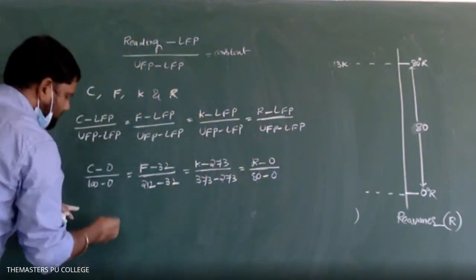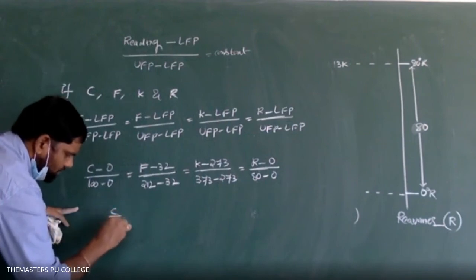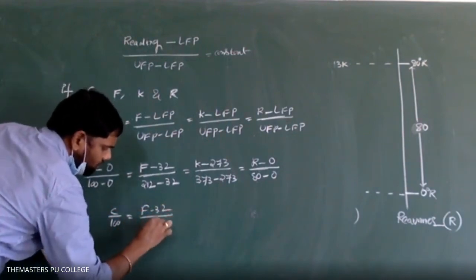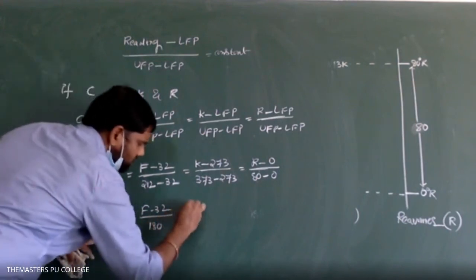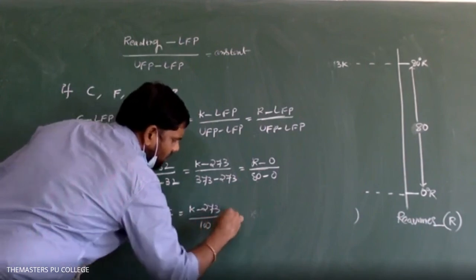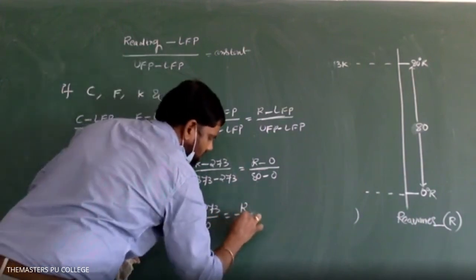So the same expression can be written as C by 100 equals F minus 32 upon 180, equals K minus 273 upon 100, equals R upon 80.